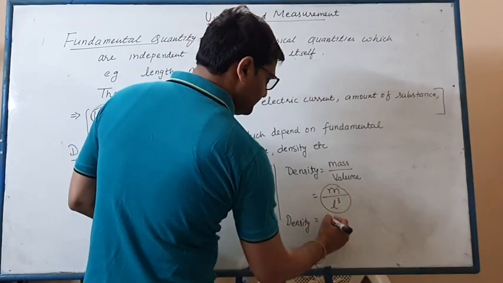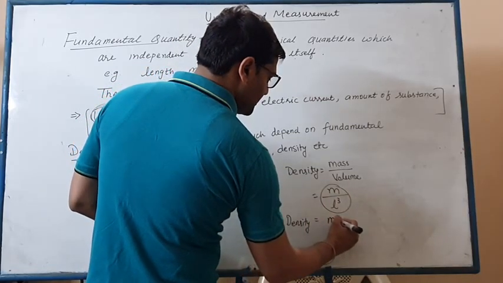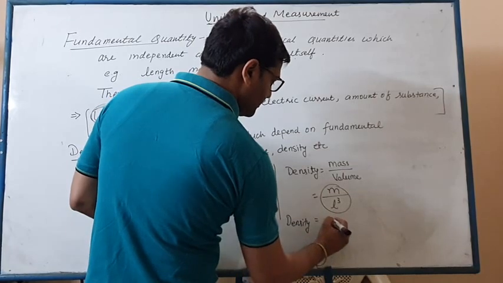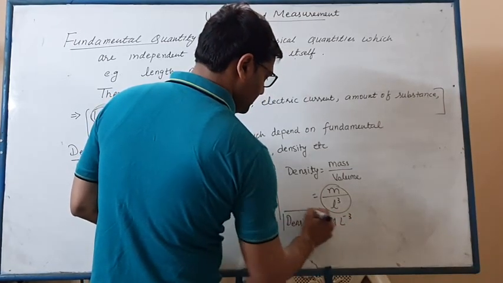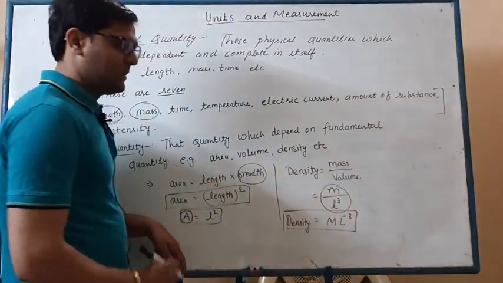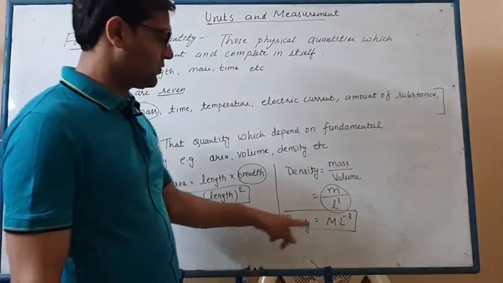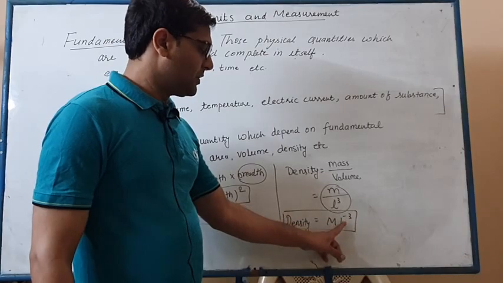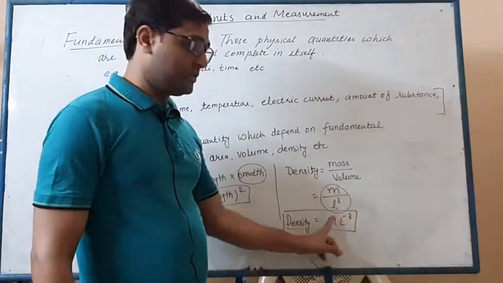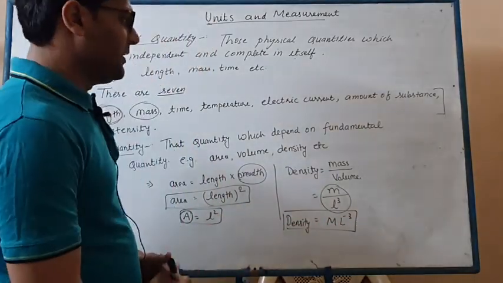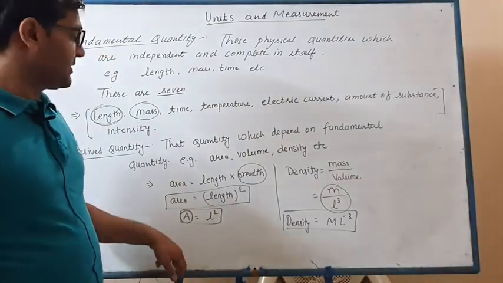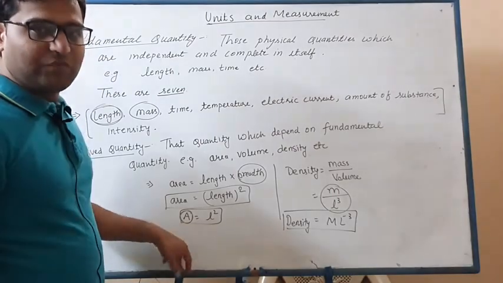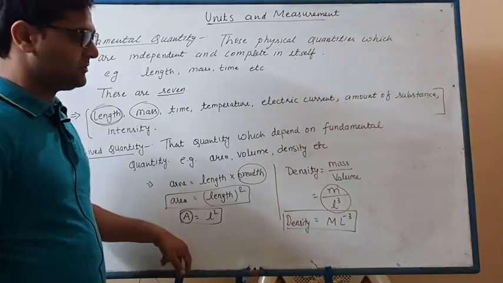So we can write mass, capital M, and L to the power minus 3, because L cube is in the denominator. So we can write mass per unit length cube. So that is the derivation of density. In this way we can derive other derived quantities like work, force, acceleration, etc. Okay.